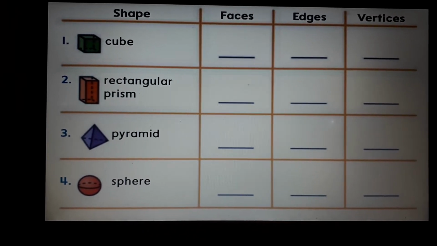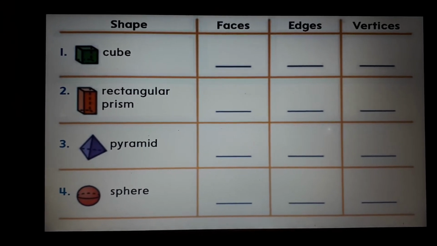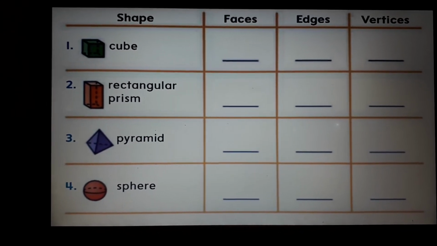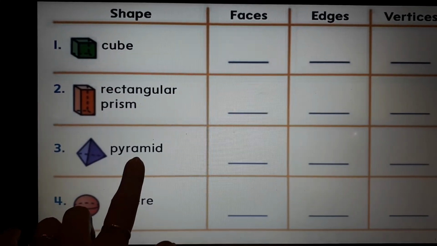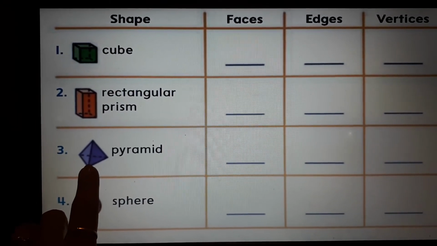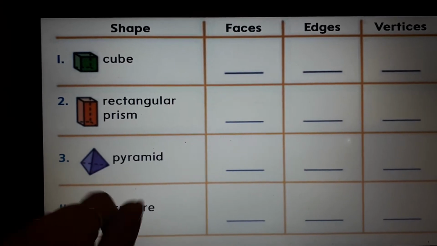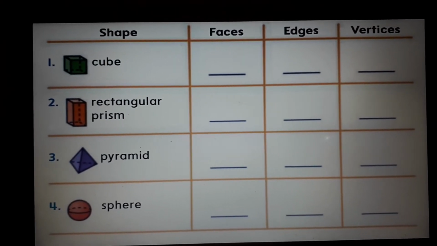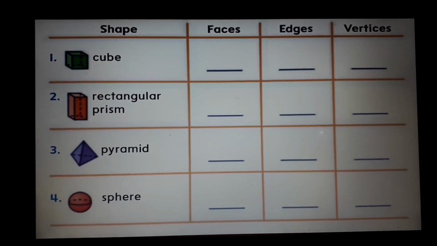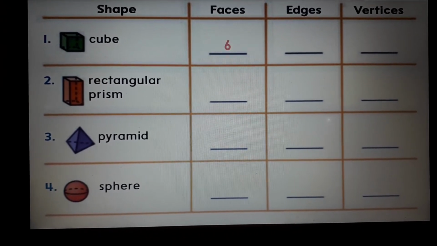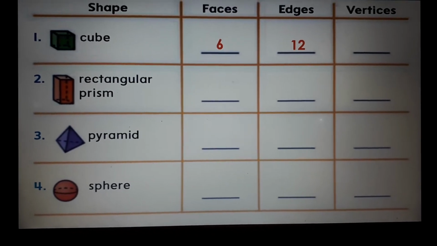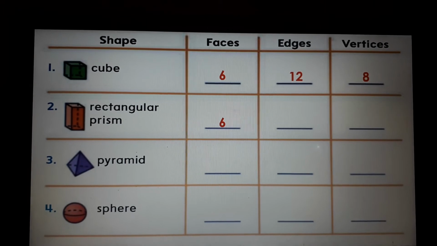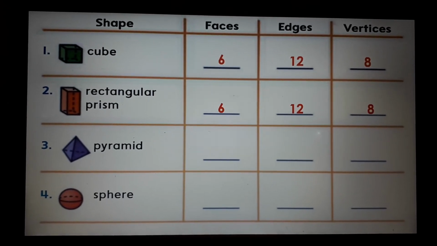How many faces, edges, and vertices does each shape listed here have? You see here, this pyramid has a triangle base. So this one is different from the one I gave you before. Come on. The cube, again, tell me, it has 6 faces, 12 edges, 8 vertices. The rectangular prism must be the same.